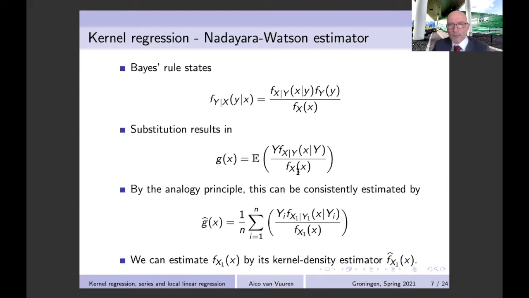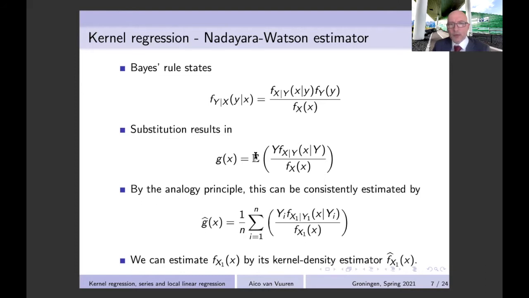Why did I do that? Well, the reason is the analogy principle. We should realize that what we have at the right hand side is, according to the analogy principle, a population mean. It's a mean over the data, and therefore it is called a population mean. And we know from the analogy principle that when we would like to estimate a population mean, we can always estimate it consistently by its corresponding sample mean. That's also what I'm going to do over here.